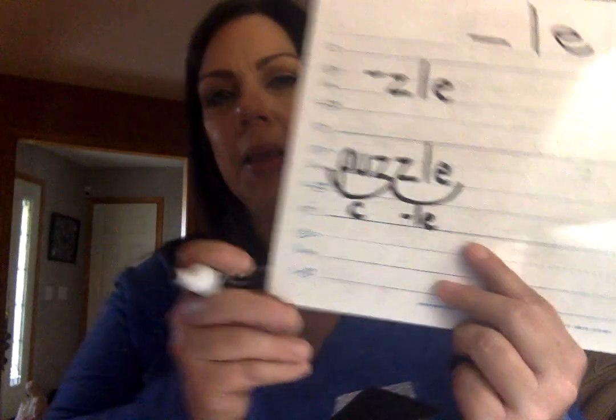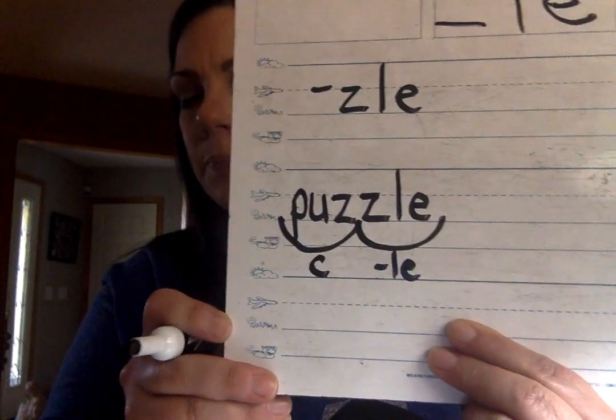Okay, I hope you thought of one. The word I'm going to write is puzzle. Puzzle. Okay, so we have puzzle. Puzzle. Okay, I'm going to mark my syllables. Puzzle. Let's see how you did. Puzzle.